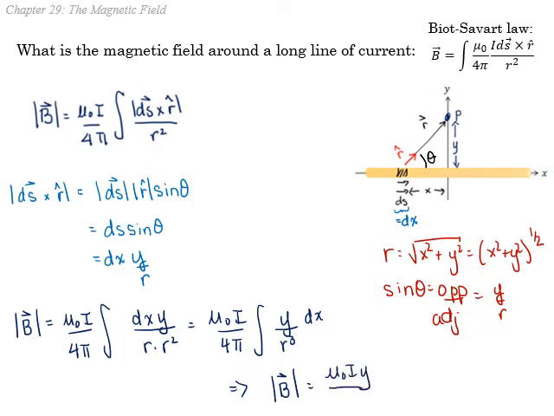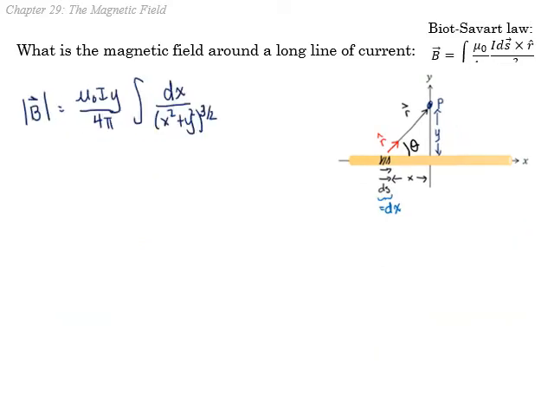Our y is a constant value. That's why it can come out front of the integral. So out of the integral of dx over r cubed, so x squared plus y squared to the 1/2, that's cubed, so we get an exponent of 3 over 2. Okay, so that's how we're going to find the magnitude of our magnetic field around the wire.